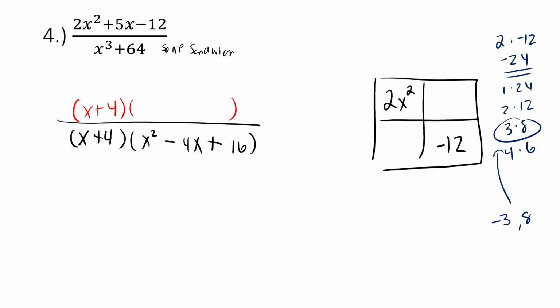All right, so let's go dump that in. And then that GCF is x, that's 2x. There's my 4. There's a negative 3.